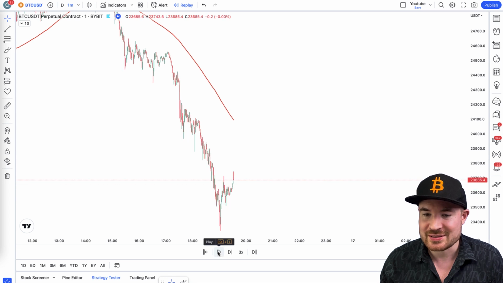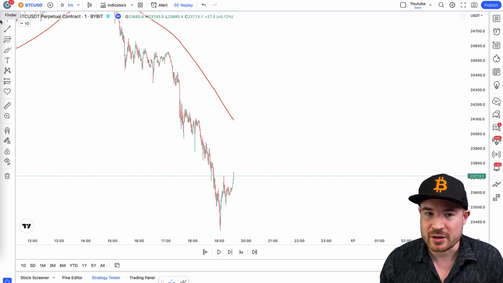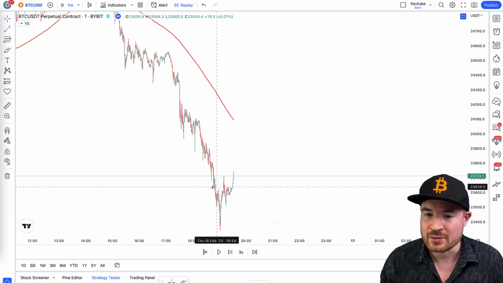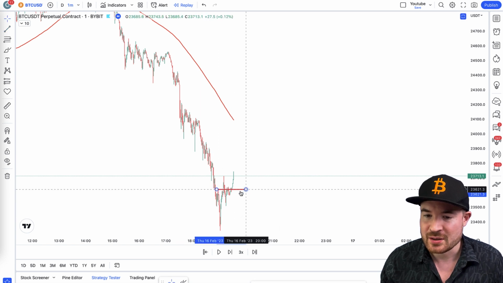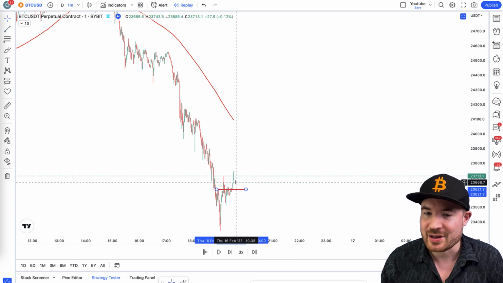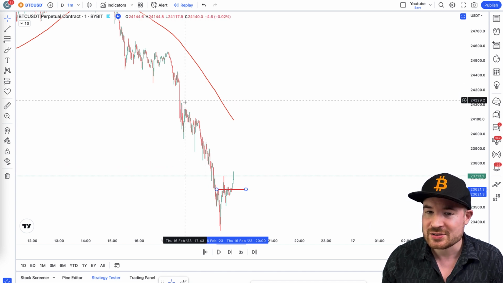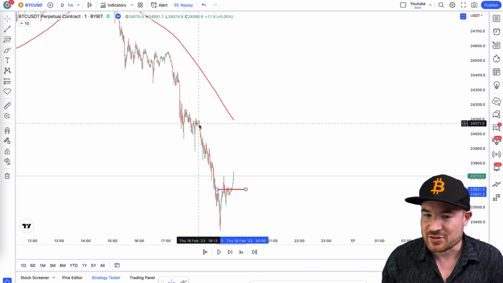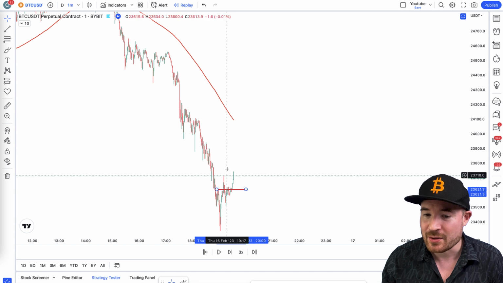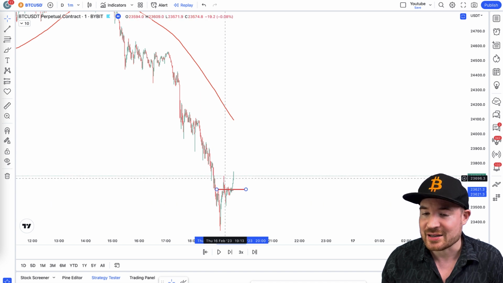Let me pause this. Now we're getting a break in market structure. Okay, so you can see this high over here. That got broken, we went above it. So now the trend has changed, because while it was dropping, you can see it just kept making lower highs all the time. Now we're making higher highs, okay?